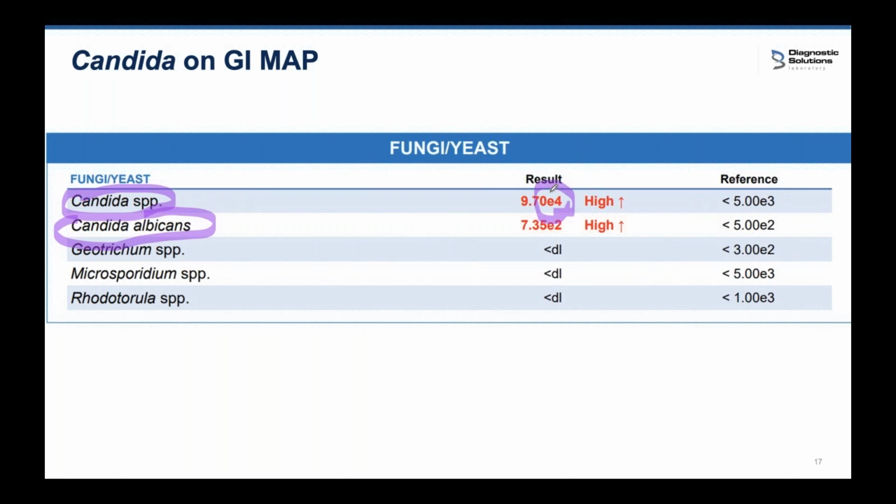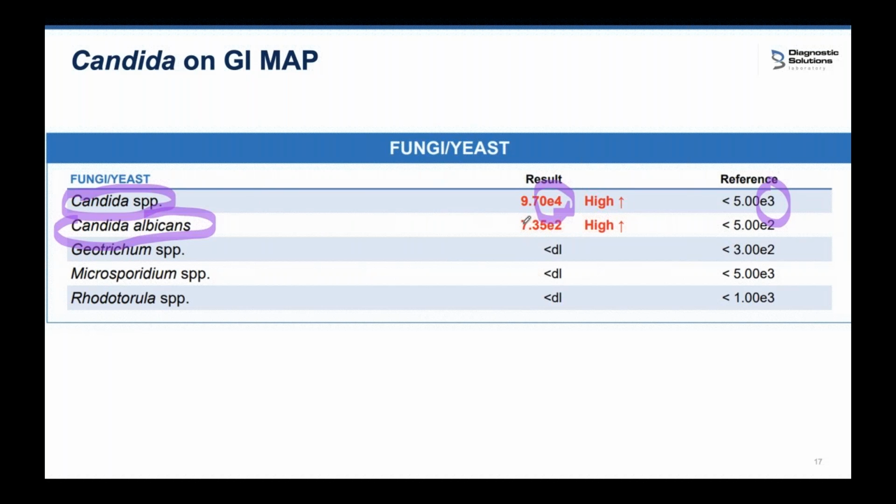When we're reading the test, we want to look at the number to the right of the E, and that's our exponent. That means we're in the tens of thousands per gram of stool, where the range goes to the thousands. The range goes to 5,000, and we're at 97,000. So that's a big, big population. And then the Candida albicans is just out of range, but less common to see.